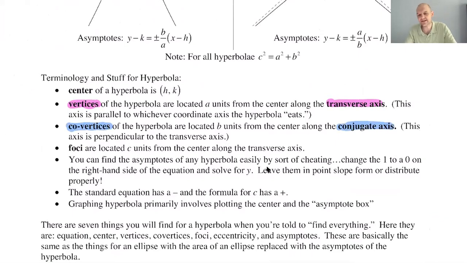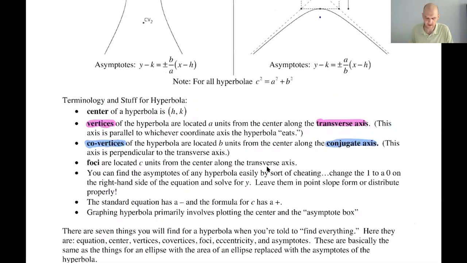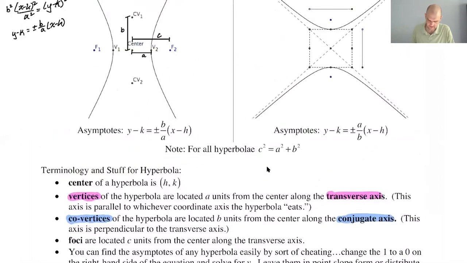So the transverse axis is really similar to the major axis of an ellipse. So think like transverse is basically major. Conjugate is basically the minor axis. But since A doesn't need to be bigger than B, the transverse axis might be shorter than the conjugate axis. So the words major and minor seem to imply a relationship, whereas transverse and conjugate don't really imply that. So that's why we're using those.